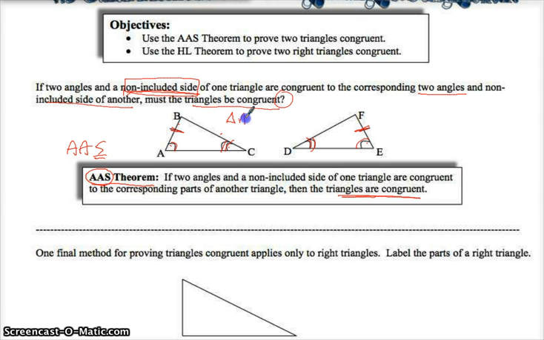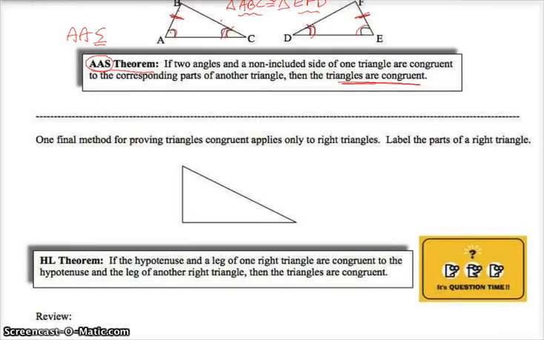So we would say triangle ABC is congruent to, well, if I went from A to B to C, I'm going to have to go from E to F to D. Remember, the order of the letters matters a lot because we want to identify their corresponding parts. So that's the first theorem.